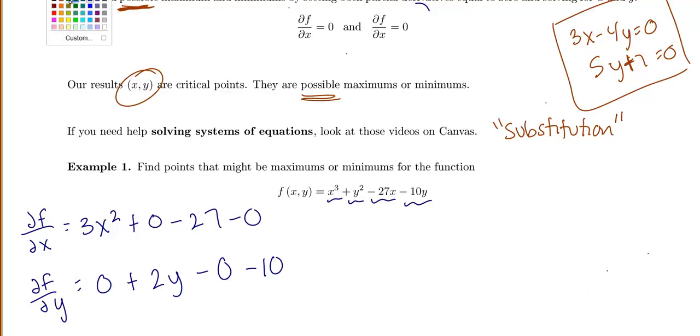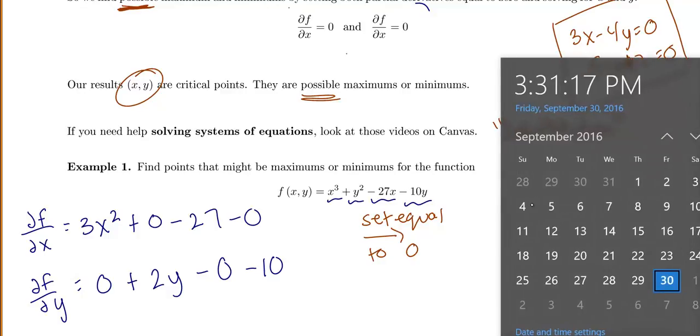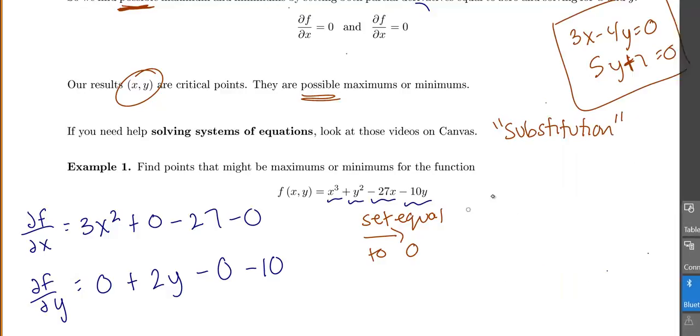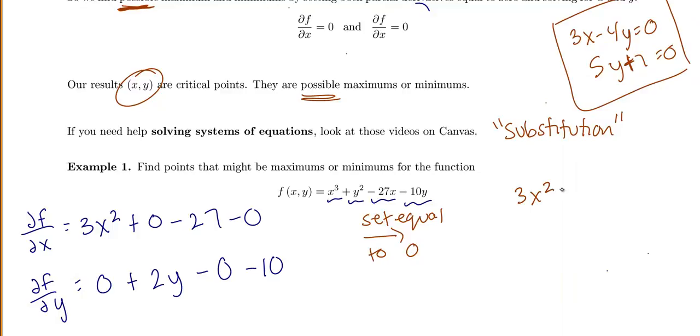Now we're going to take these two equations and set them equal to 0. So I'm going to simplify as I do this. So 3x squared minus 27 equals 0. And 2y minus 10 equals 0. Now this is a very non-typical system of equations. Most of yours will be more complicated than this. Okay. I picked this one because it has a specific point I want to show you.